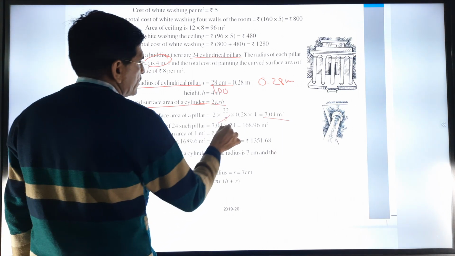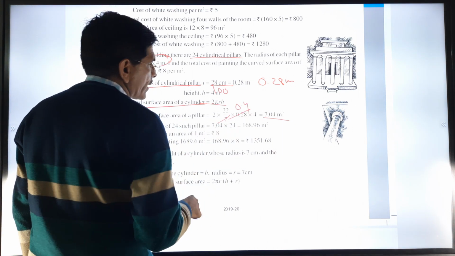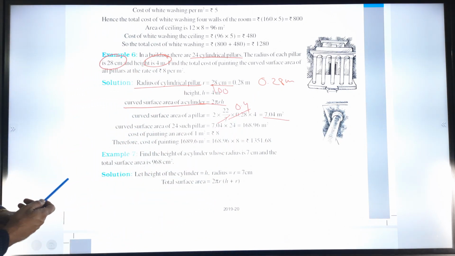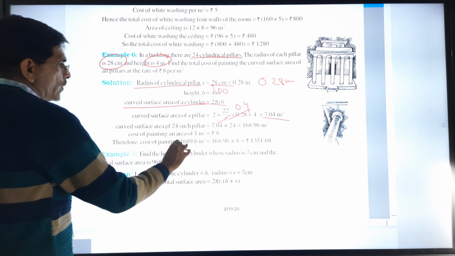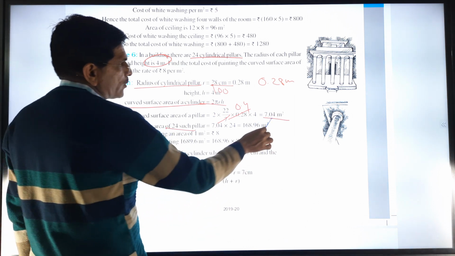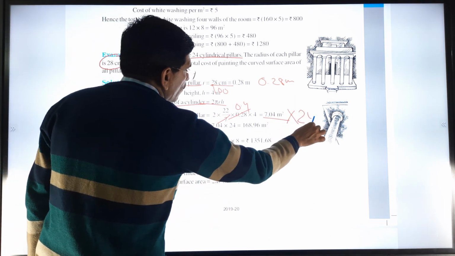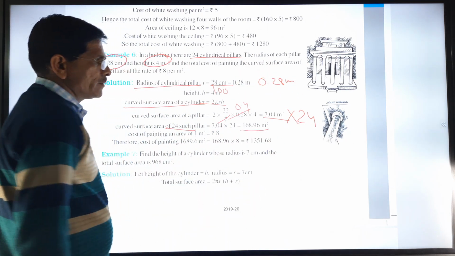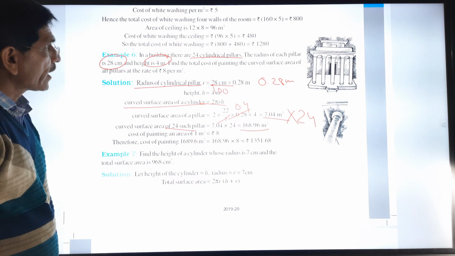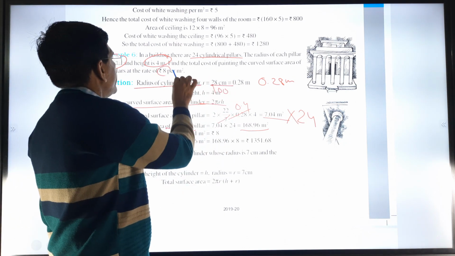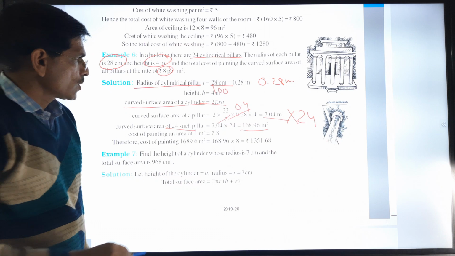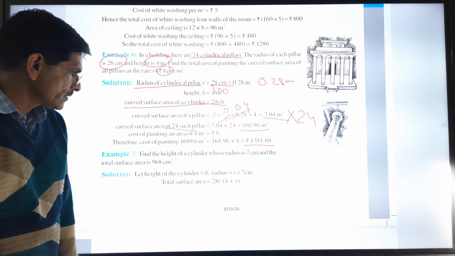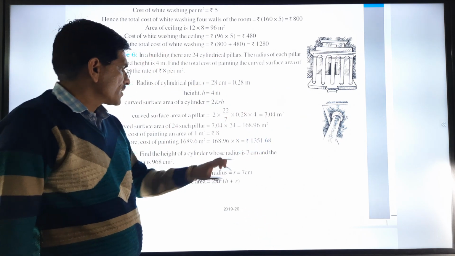If I divide it by 0.4 and then multiply, you will get answer 7.04. Now how many pillars are there? 24 pillars are there. So I have to multiply by 24. Then the area is 168.96 meter square. Again the costing is rupees 8 per meter square. So if I multiply with 8, the answer must be in rupees. So these type of sums are there.